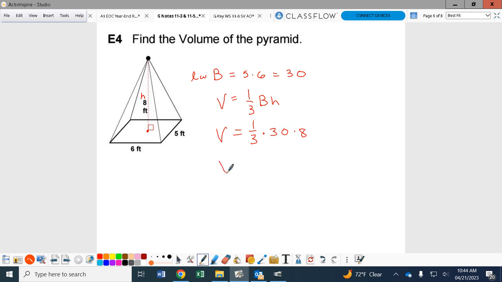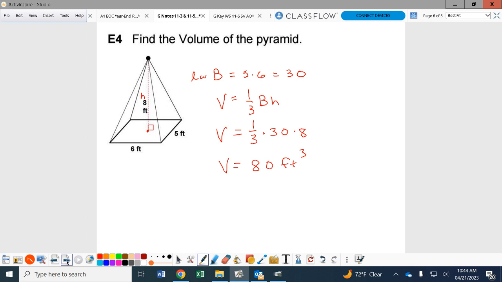It's actually really easy numbers, guys, if you can think about that. What's 1/3 of 30? 10. And what's 10 times 8? 80. Feet. Cube, because we're now in volume. Cubic units, because we're now in volume. Volume's always easier than surface area, guys. Always. Okay, one last problem. Anybody have any questions?